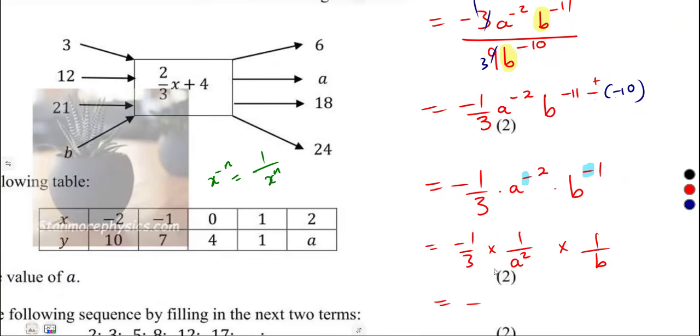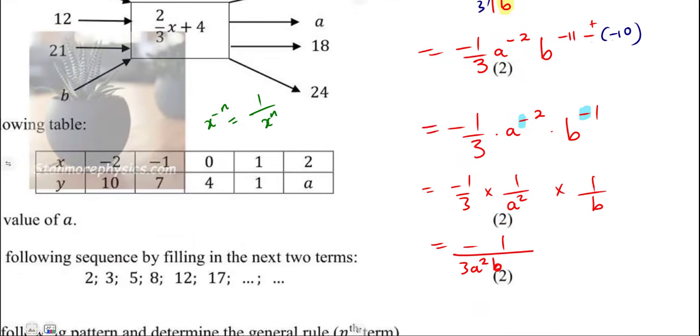So I'm simply going to multiply the numerators together. Negative 1 times 1 times 1, which is negative 1, over 3 times a squared times b in the denominator. That's 3a squared b. So that was going to give us this answer, which is negative 1 over 3a squared b. Just like that.